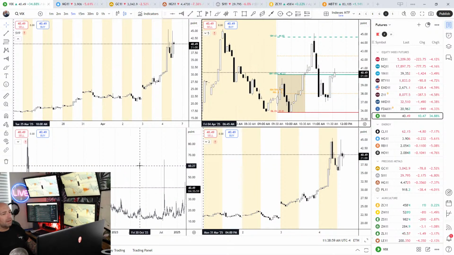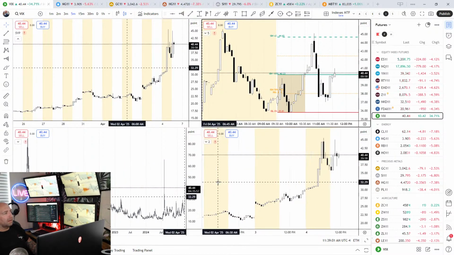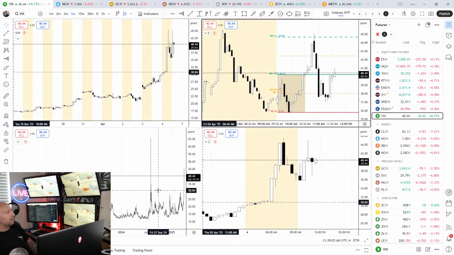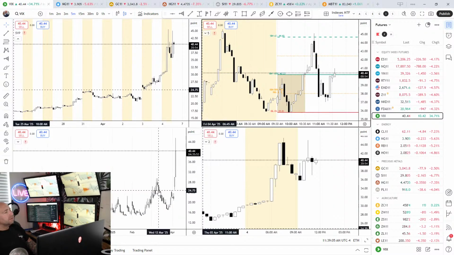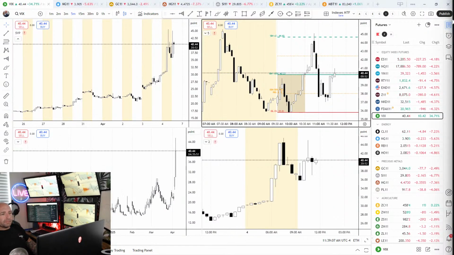Also keep an eye on the stock indexes. S&P 500 down about 4.2%, Nasdaq down about 4.4%, and Dow down about 3.7%.